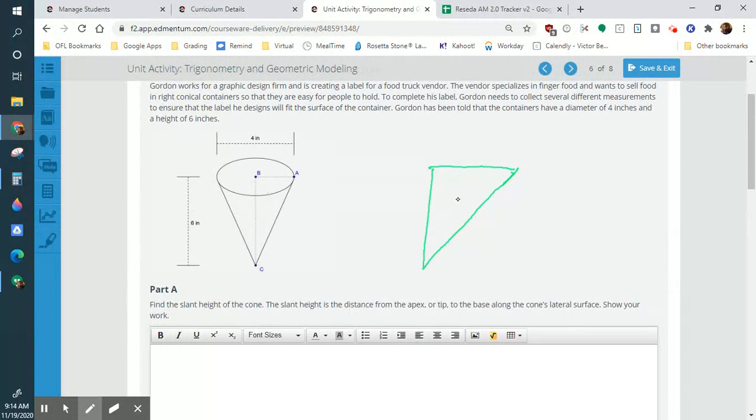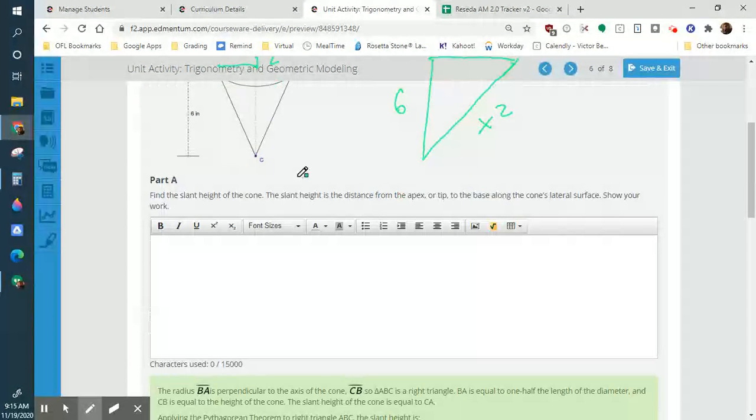This is where this benefits us. Now the problem is they don't tell us what this is, but they do tell us what the diameter is. This whole thing is 4, so half of it should be 2. So we do kind of know what this is. This is a 2. And then here, this is a 6. And this is going to be what we're solving for. This is our x. This allows us to find the slant height.